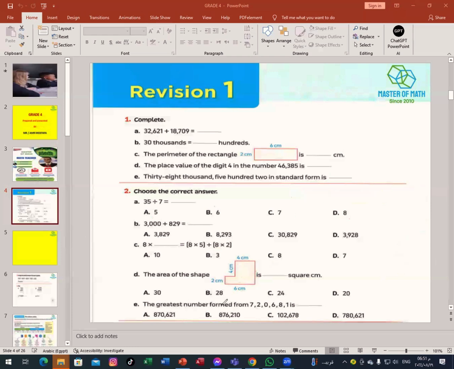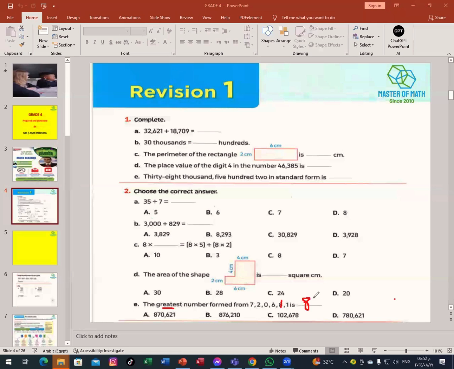The greatest number formed from these digits: 7, 2, 0, 6, 8. He wants the greatest number. So I will start with the greatest digit from the left. It's right and it's left. I will start from left. The greatest digit is 8. So I will write 8 and mark it.